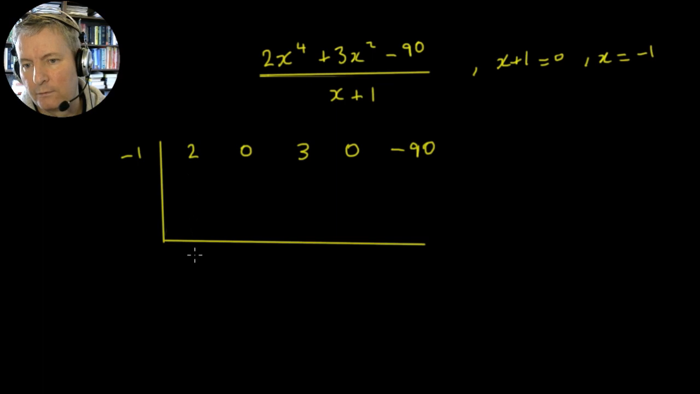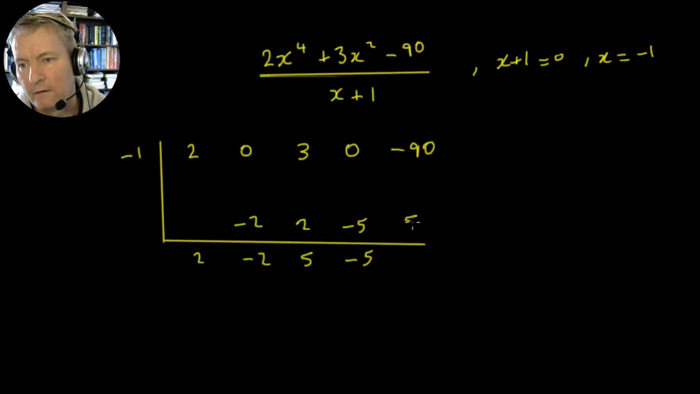We start off a value of 2. Minus 1 times 2 is minus 2. We add that on, we get the minus 2. Minus 1 times minus 2 is a plus 2. We add that one on, we get a value of 5. Minus 1 times 5 is minus 5. We add the 0 on, we get minus 5. And we've got minus 1 times minus 5 is again going to be a value of 5. We add on the minus 90, gives us minus 85.